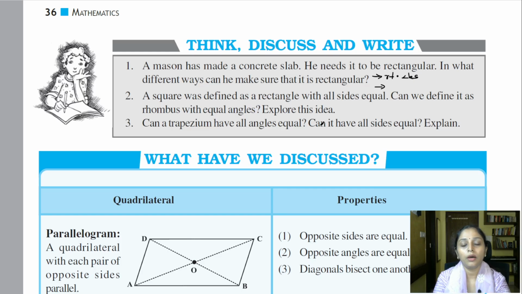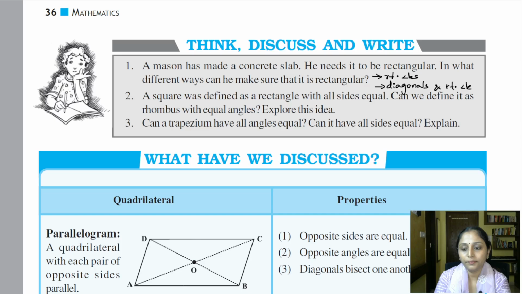That is, if you measure the diagonals and the diagonals are of equal length. That alone is not sufficient, because there are a few isosceles trapeziums also which have equal diagonals, right? So diagonals have to be of equal length, and then you check one angle, look for one right angle. That is also sufficient to make sure that the concrete slab is rectangular.